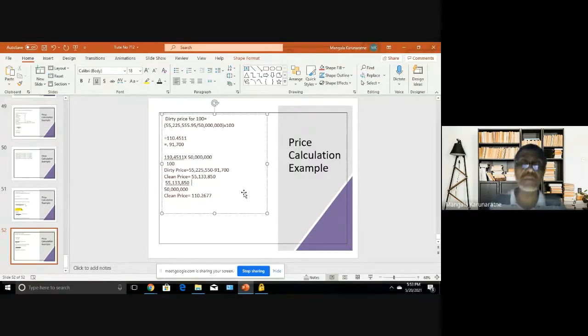And we have to multiply it by 100, right? So this is the calculation. Why do we divide it by 50 million? Because it's a 50 million face value bond. And why do we multiply it by 100? Because we want to quote it for 100 units. If you get the CDS account, it's in units, actually 100 units. It's not in rupees. So 100 units equals 110.2677.